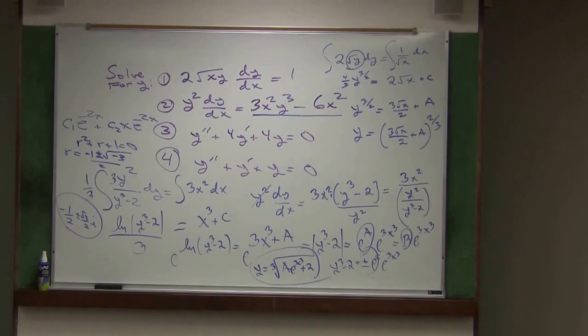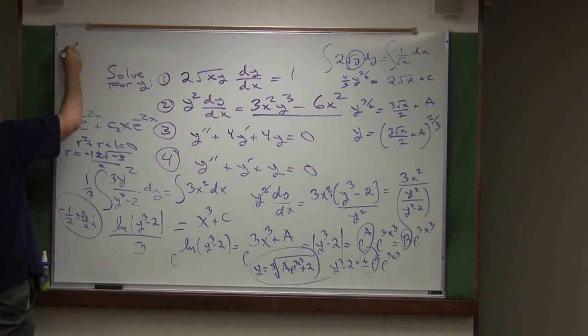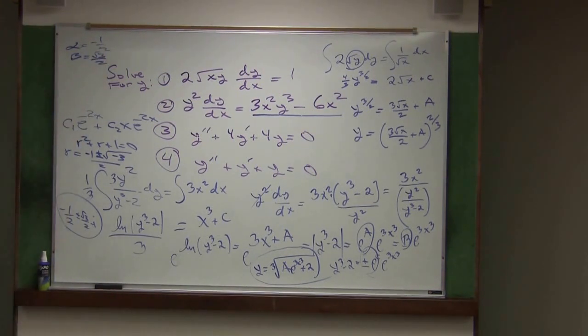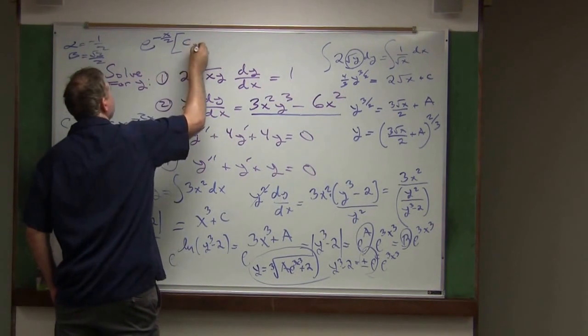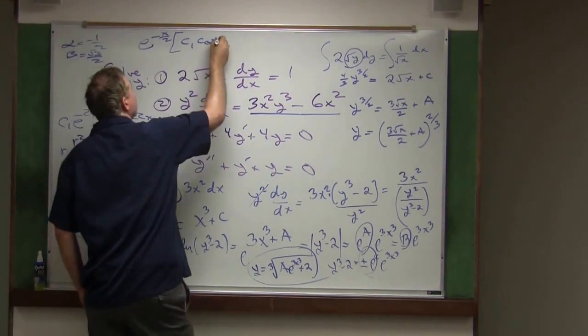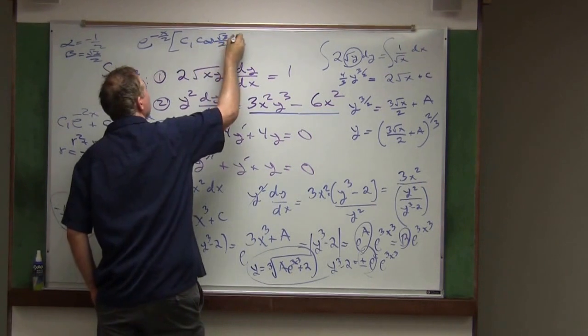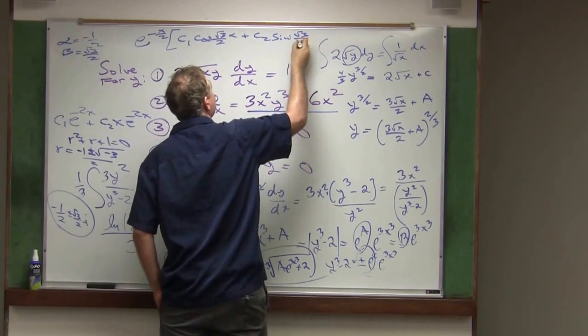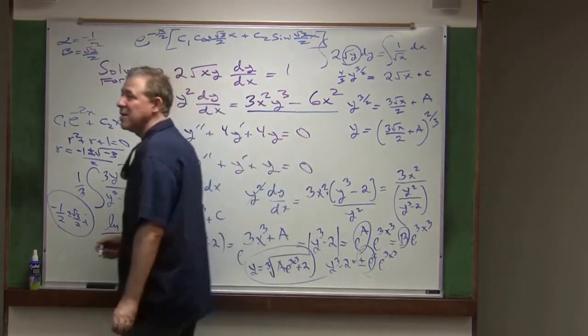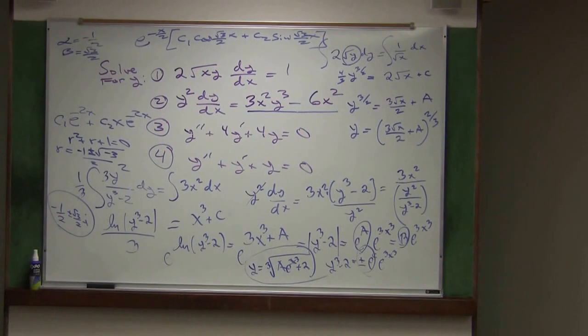So what's your solution? Alpha is minus a half and beta is root 3 over 2. So your solution is e to the minus x/2, C1 cosine root 3 over 2 x plus C2 sine root 3 over 2 x. Beautiful, okay? You did a lot today. Very good.